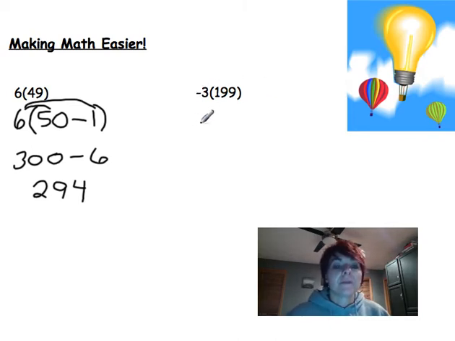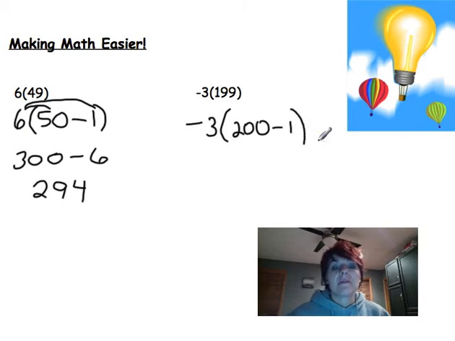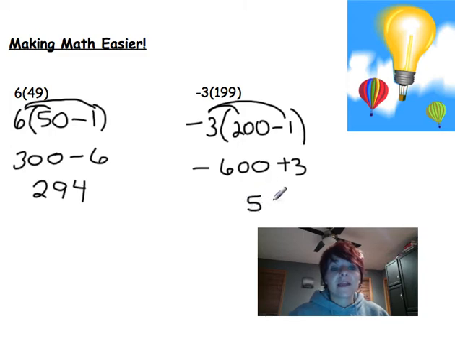Okay, moving to the next one. Negative 3, instead of 199, 200 is a lot easier to work with. But then again, I'm going to have to subtract the 1 to get me back to the 199. So now if I distribute, negative 3 times 200 is negative 600. Then we take negative 3 times negative 1, that's plus 3. Negative 600 plus 3, remember those are opposite signs, so we actually subtract them. We'd get 597, and the sign is going to be negative because the 600 is bigger and it's negative.